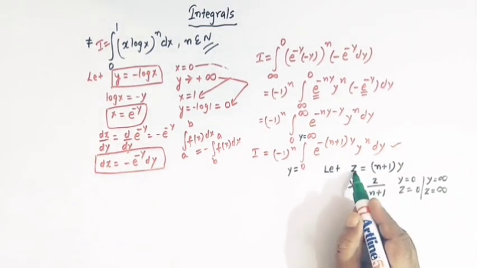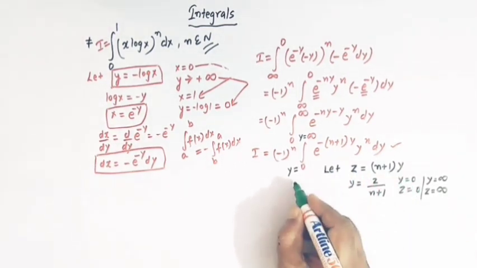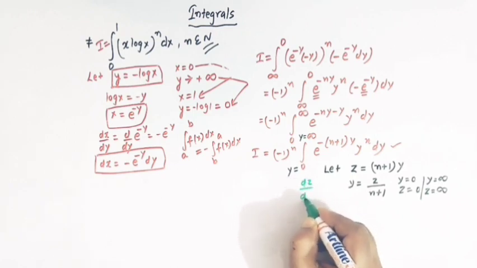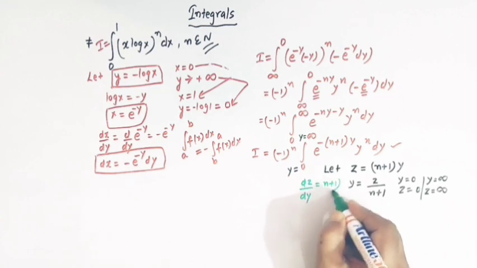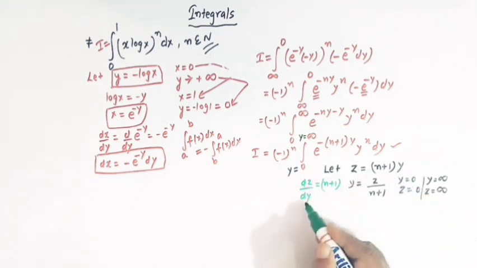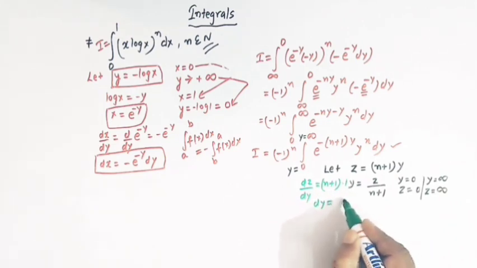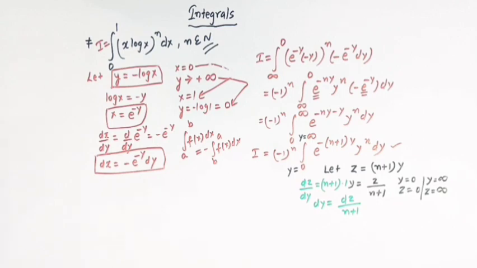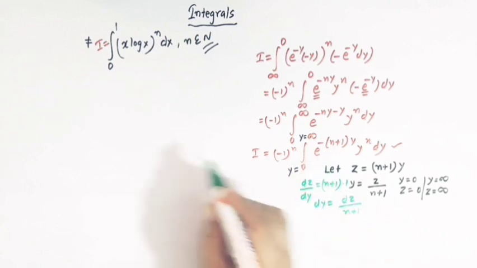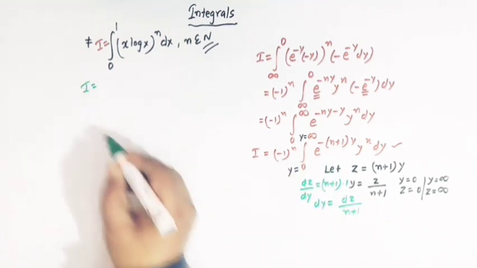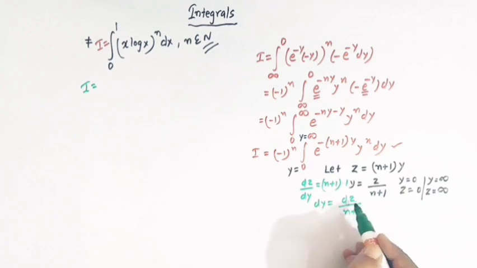So now let us differentiate z with respect to y. So we have dz over dy is equal to n plus 1, right? Because the derivative of y with respect to y is 1, and now dy can be replaced by dz divided by n plus 1, where n belongs to the set of natural numbers. So viewers, now let us express this integral I in terms of this new variable z, right?